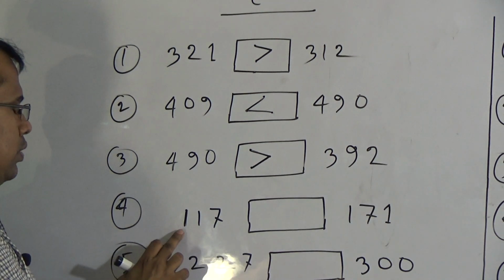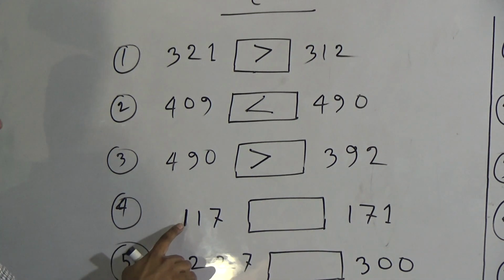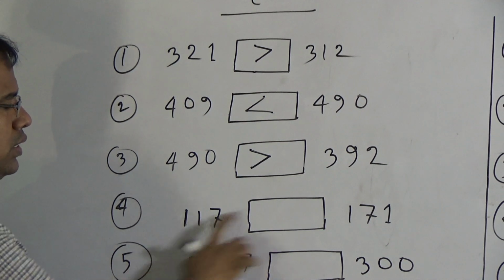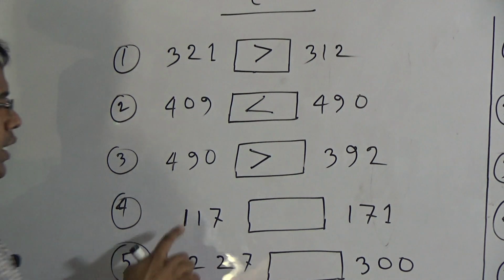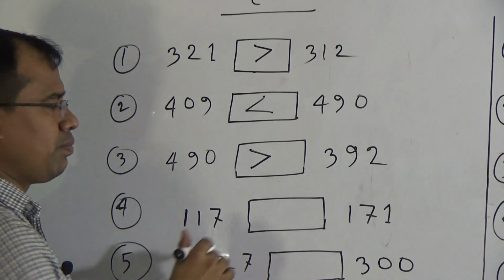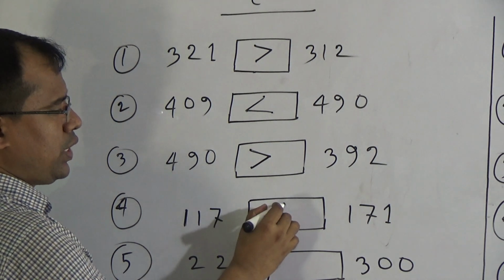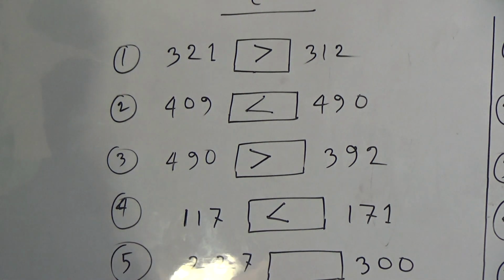Now for numbers 117 and 171. In the hundreds place 1 exists, here also 1 exists, but in the tens place here 1 exists and here 7 exists. That means this number is smaller than this number, so we will write a smaller than symbol here. A smaller than symbol means 2 dots will come in the right side and 1 dot will come in the left side.